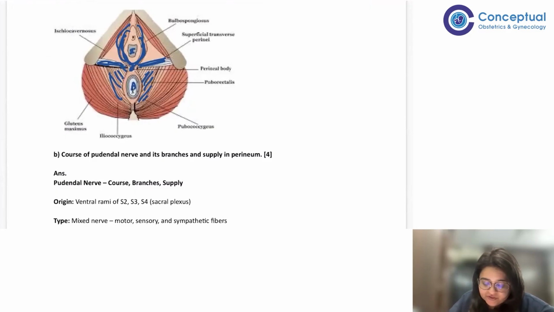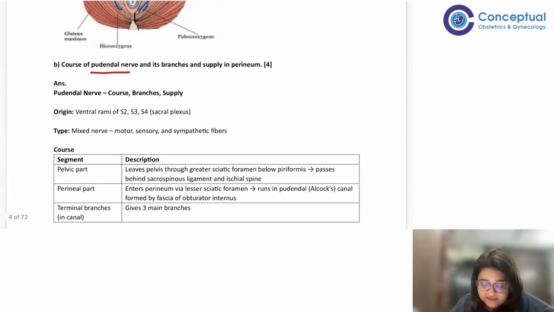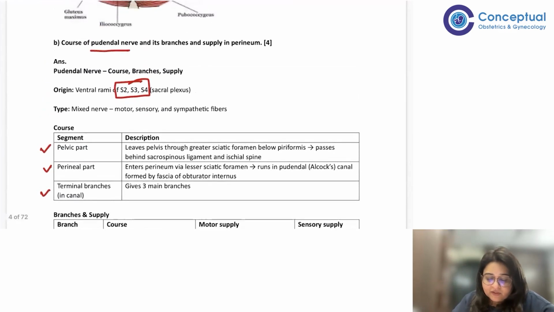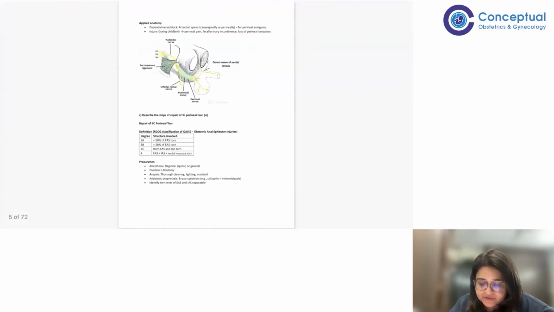The second part of the question was the course of the pudendal nerve. Again, this is not a very easy question unless you've done anatomy in detail. But since it's come, let's discuss this. The pudendal nerve arises from the sacral plexus, the ventral rami of S2, 3, 4. And remember, the course is divided into 3 parts. It traverses through the pelvis, then the perineum, and then divides into 3 main branches. So the question was the course, the branches, and the supply. Again, if you can support with a diagram, nothing better. So this is the diagram.